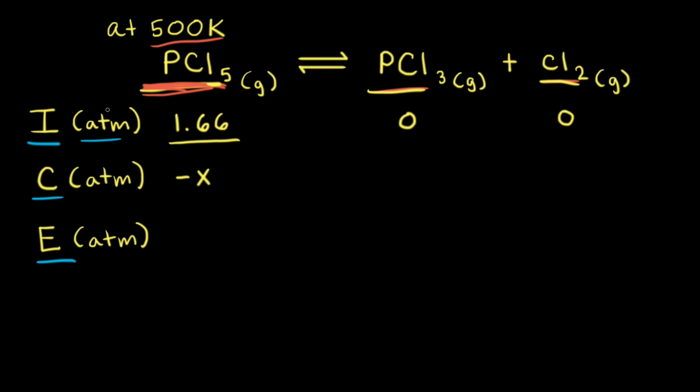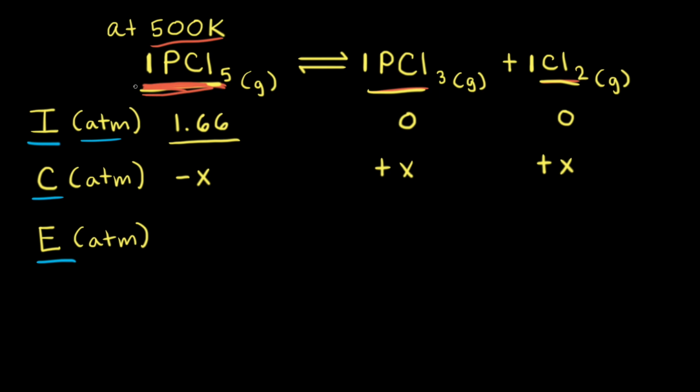Next, we need to look at mole ratios. So the mole ratio of PCl5 to PCl3 is 1 to 1. So if we're losing X for PCl5, we must be gaining X for PCl3. The same idea with Cl2. The coefficient in the balanced equation is a 1. So if we're losing X for PCl5, that means we're gaining X for Cl2.